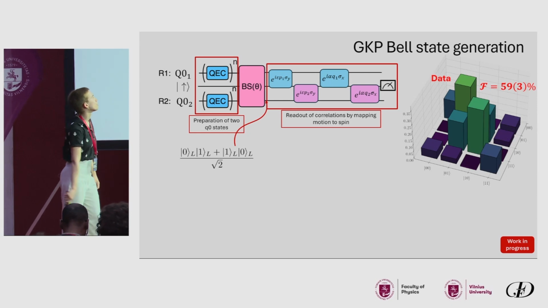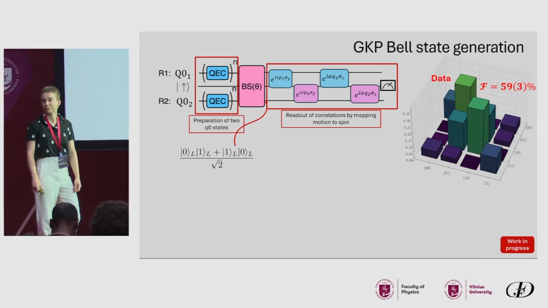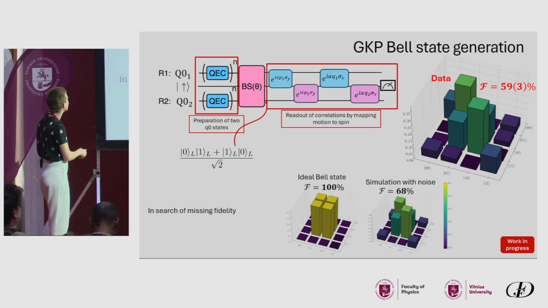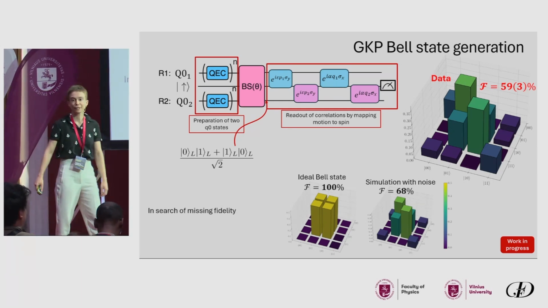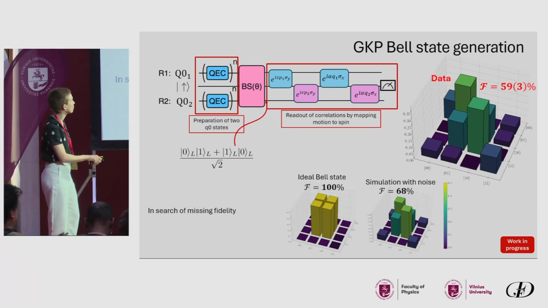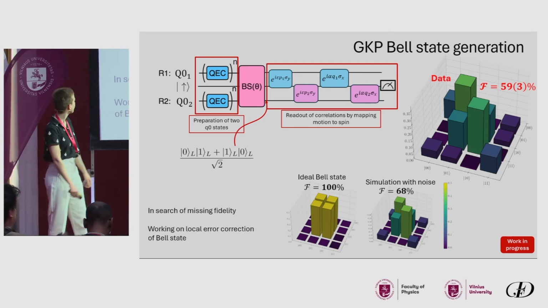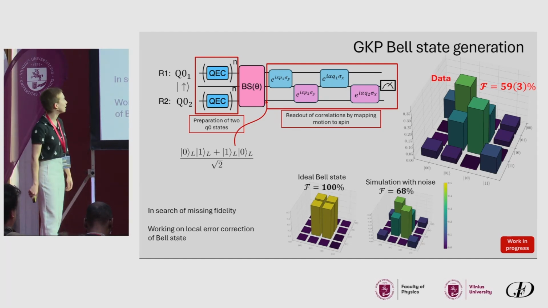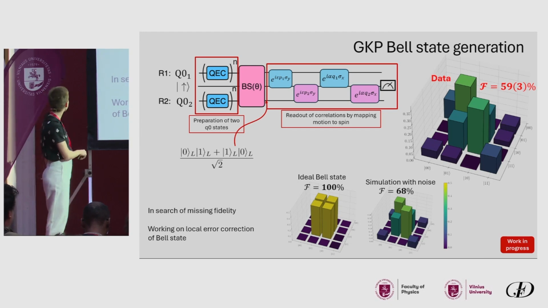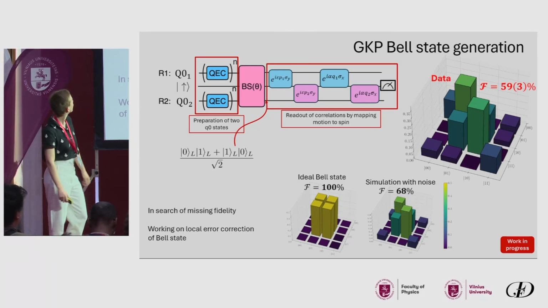And experimentally, so far, we have a fidelity of 59%. So this is not so great. We are trying to understand why it doesn't match our simulated fidelity. And we are also working on local error correction of our Bell state.